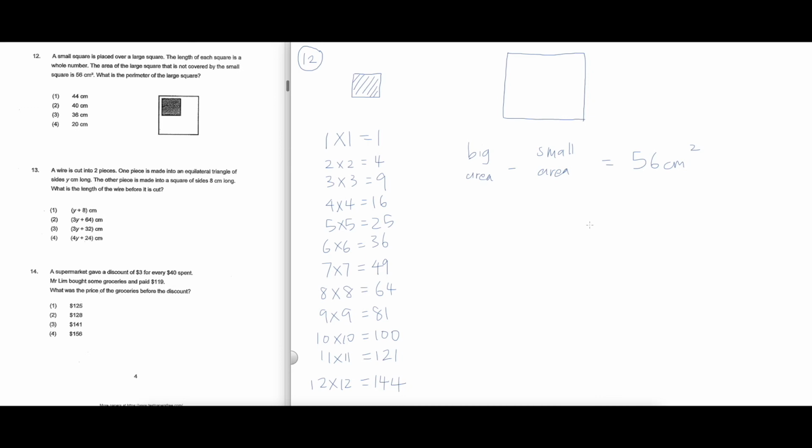So let's do a bit of guess and check. So big area, if I'm gonna choose 100 as a big area, my small area must be lesser than 100. So let's try 25. So I'm choosing this and this. Okay, I'm gonna minus it and I'm gonna see what's my answer. I'm gonna get 75. So 75 cm square is not the answer because I need it to be 56. So I'm just gonna cross it. So let's try another option. Maybe you try 81 minus, maybe a minus 25 again. Then let's see what's the answer.